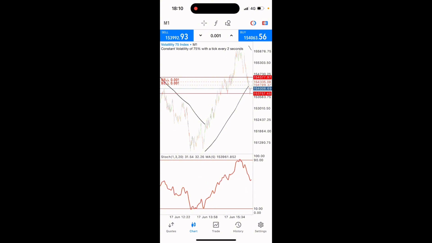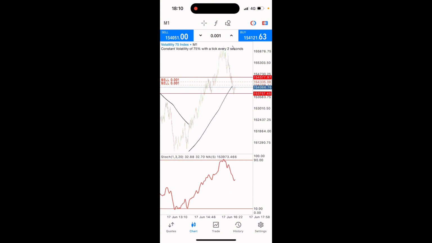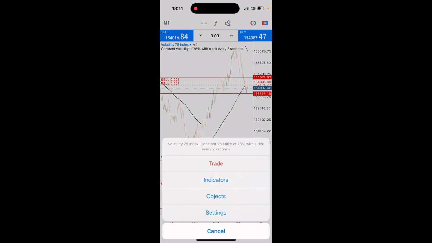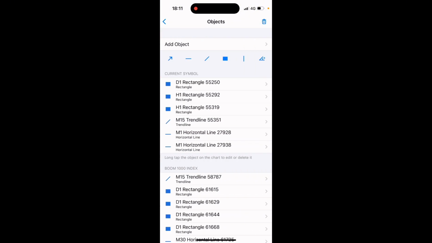Okay, let me tell you a secret. When you are using this indicator, this strategy, I want you to listen to what I'm gonna say. It is important. Look, there is a secret in this thing.